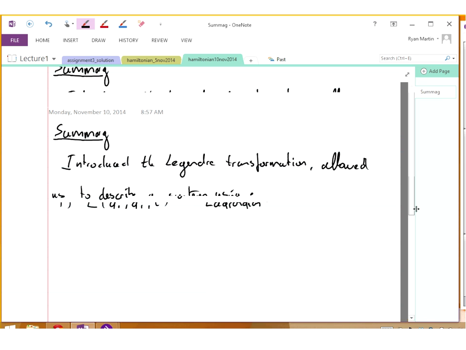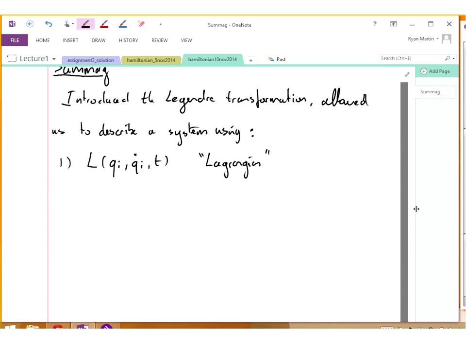And so if you recall, when you solve a problem with the Lagrangian, you would write that L equals T minus V. Then you would use the Euler-Lagrange equation, and then you get second order ODEs for the functions, the generalized coordinates as a function of time.